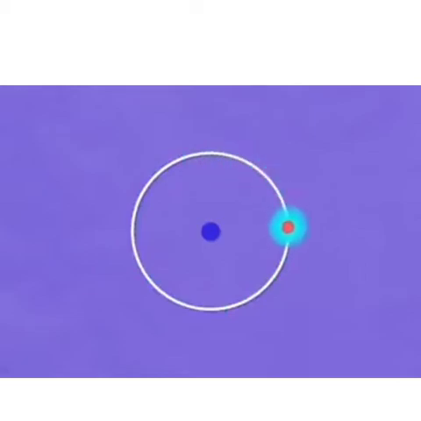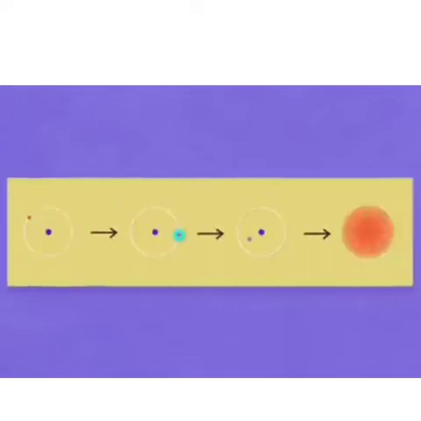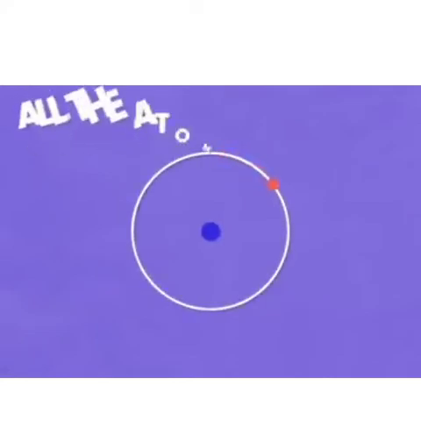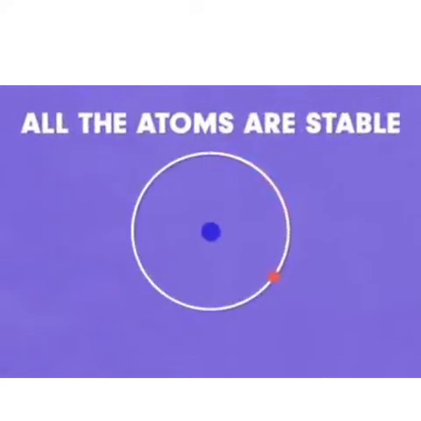Now if it continuously keeps radiating energy, then ultimately all the energy of the electron will get over and it will fall into the nucleus. This would result in high instability of the atom. But wait a second, all these things do not happen in an atom. And how do we know this? Because in nature, all the atoms are stable.